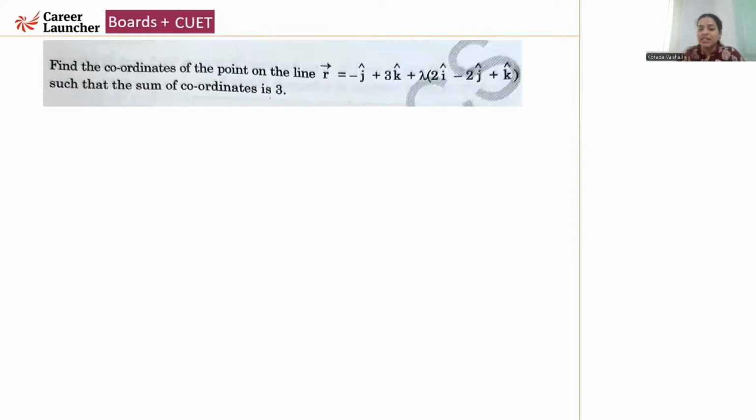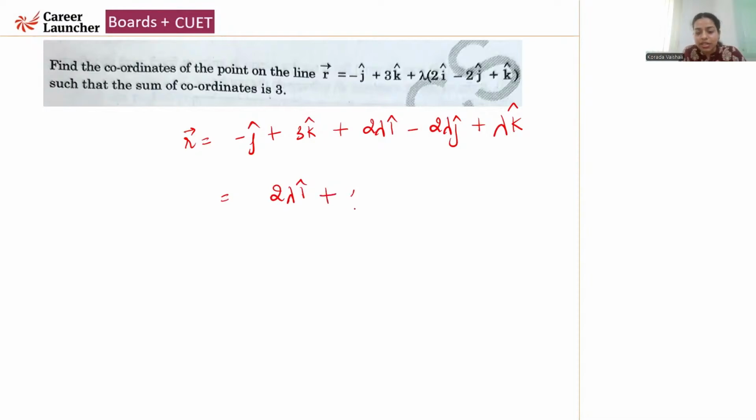So in this question, you are given the vector form such that the sum of coordinates is 3, right? So इसमें if you are going to write the proper form, जैसे minus of j cap plus 3 of k cap plus 2 lambda i cap minus 2 lambda j cap plus 2. We don't have a 2 here, so let's keep it down to lambda k cap. So इसमें अगर हम solve करेंगे, so it is going to be 2 of lambda i cap plus take j cap common, so it is going to be minus 1 minus of 2 lambda, and then we have k cap which is going to be 3 plus of lambda.